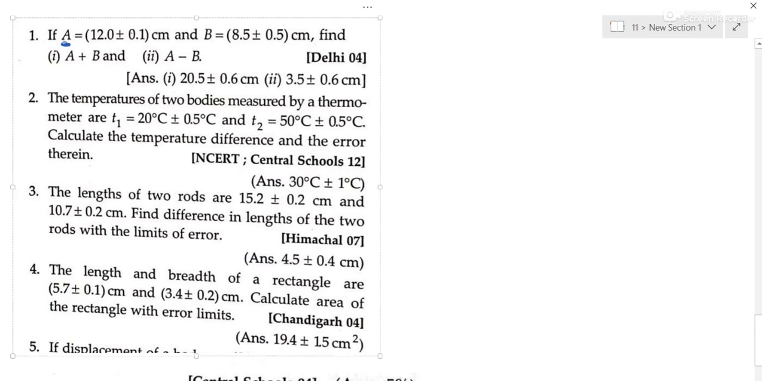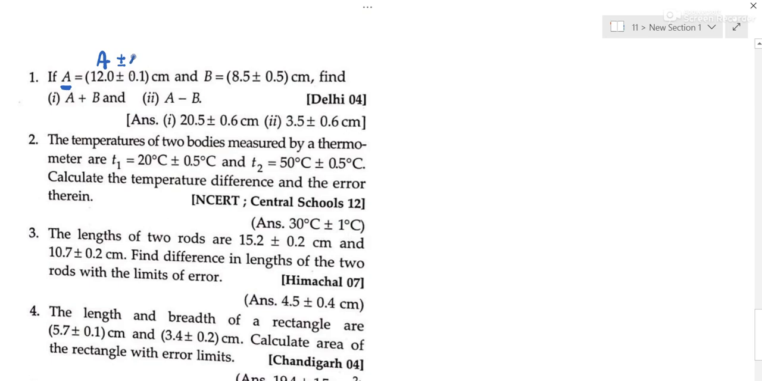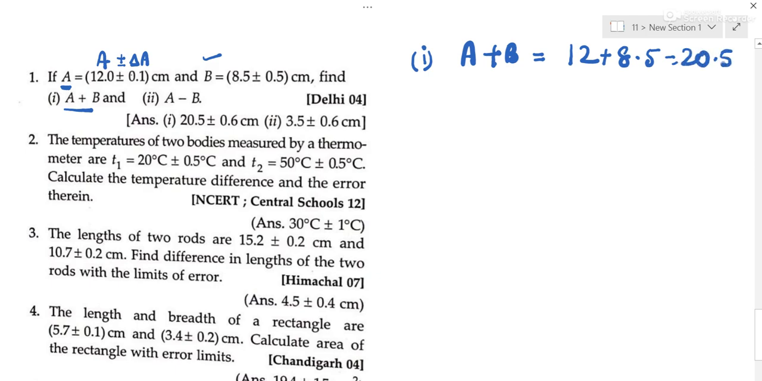If A equals this, so this is the main value and this is the error in A. Okay? This is B. We have to find out the addition of A and B. So first part I'm solving. We have to find out A plus B. So main values would be added. 12 plus 8.5. So it is 20.5. Right? Unit, okay. And then error in sum would be the addition of the two errors, that is 0.1 and 0.5, that is 0.6. So you can report the result.